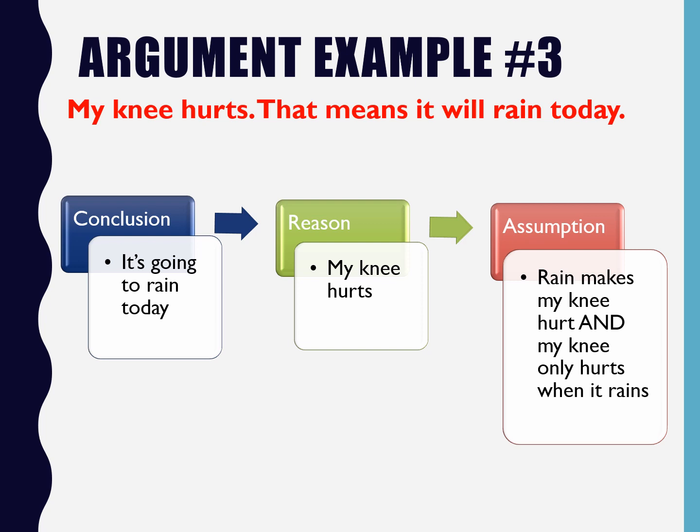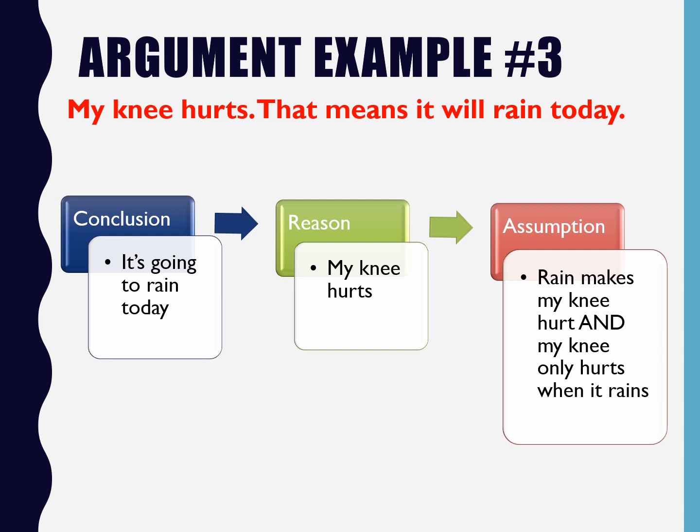Okay, one last example. This one's kind of funny, but we've all heard somebody say this, right? An older person in your life, grandpa, grandma, what have you. My knee hurts. That means it will rain today. The claim is that it's going to rain because the knee hurts. The assumption is that rain makes my knee hurt and my knee only hurts when it rains. Now, is this true? Obviously not.